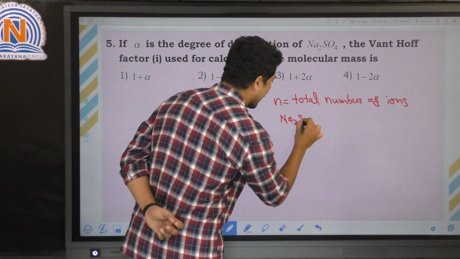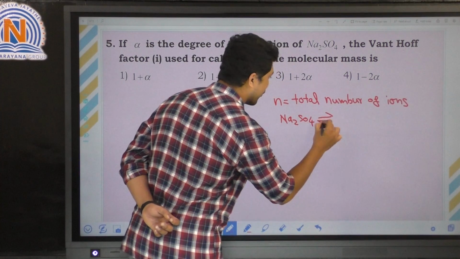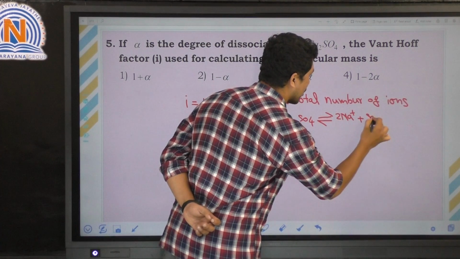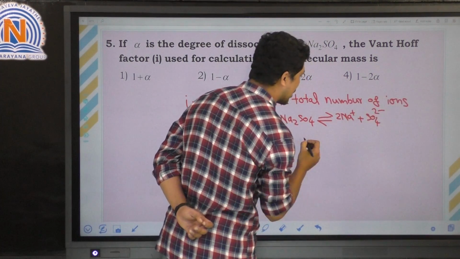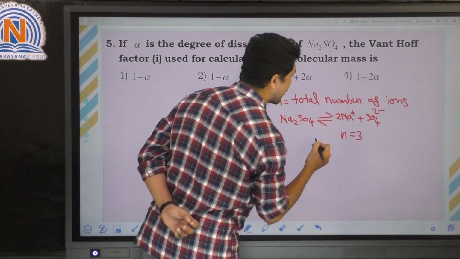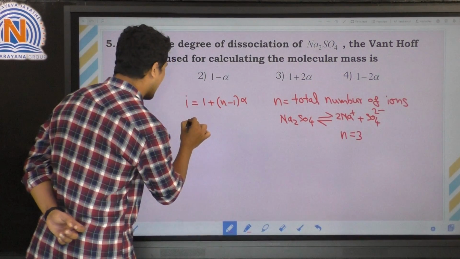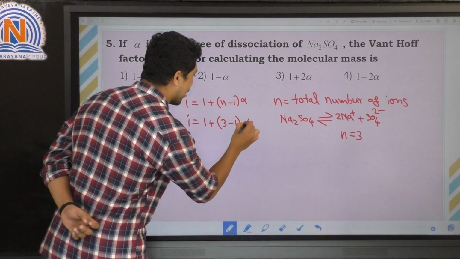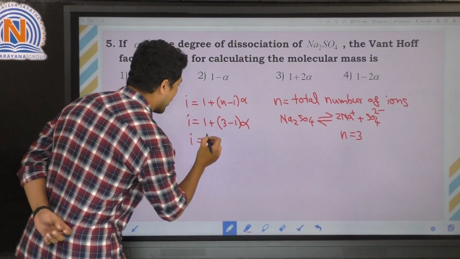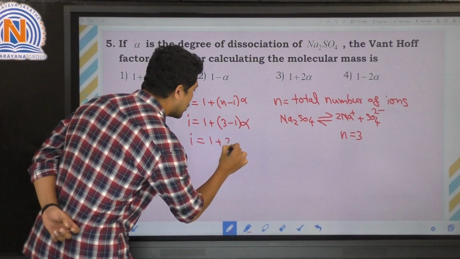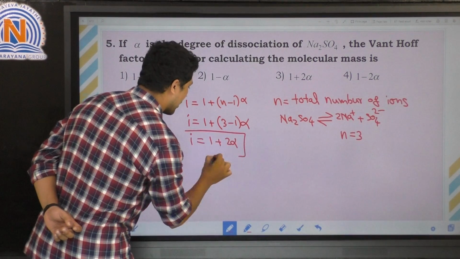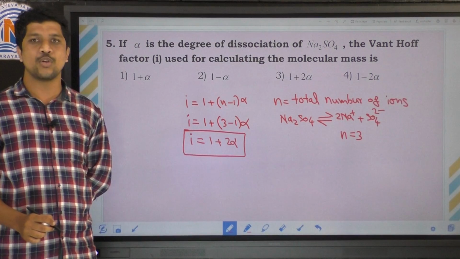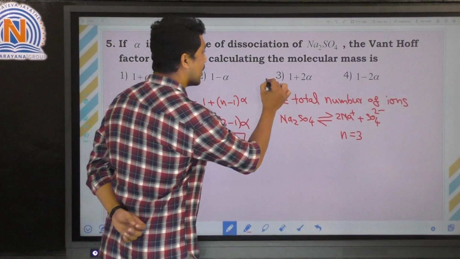Na2SO4 can be dissociated into 2Na plus and SO4 2 minus. So the total number of ions n equals 3. Substituting the n value in this formula, i equals 1 plus 3 minus 1 into alpha. So the van't Hoff factor i equals 1 plus 2 alpha. So the correct option is the third option.